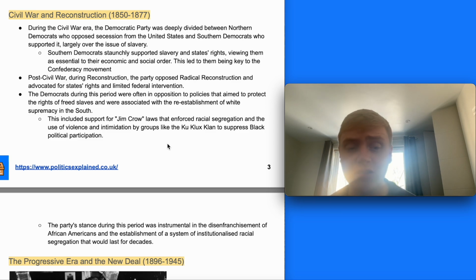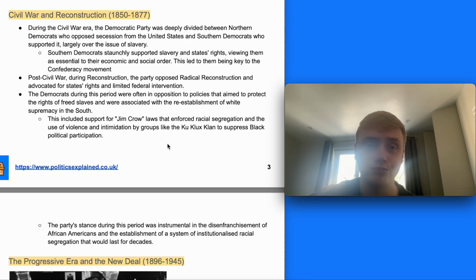The party's stance during this period was instrumental in the disenfranchisement and great violence against African Americans, and the establishment of a system of institutionalized racial segregation that would last for decades.